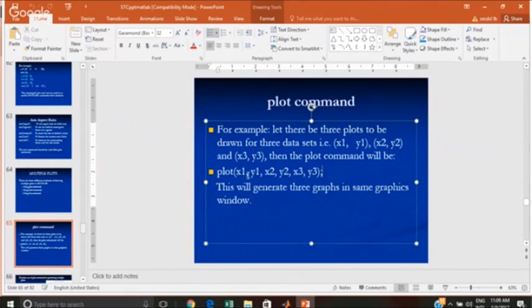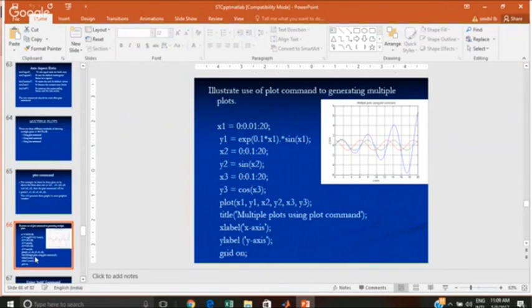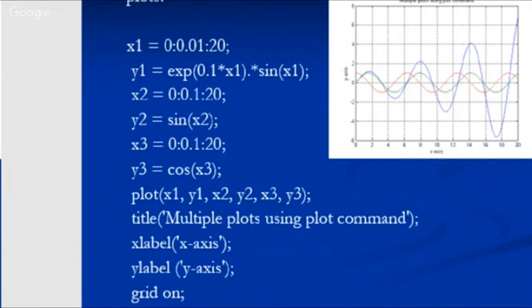So you define all x1, y1, x2, y2, and you just give this command. Automatically 3 different graphs will come in that. So first of all, we will see that example. This is a very small example where x1, y1, x2, y2, x3, y3 are defined. Then in plot I am giving x1, y1, x2, y2, x3, y3.